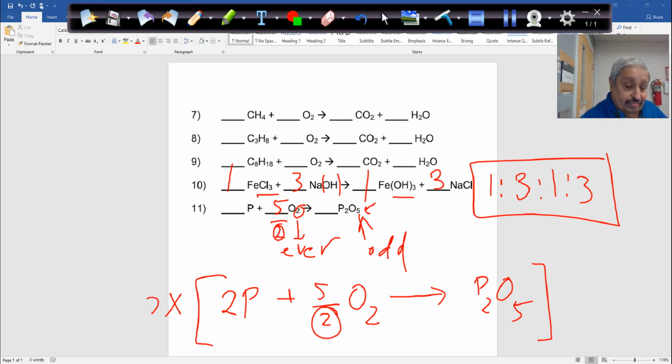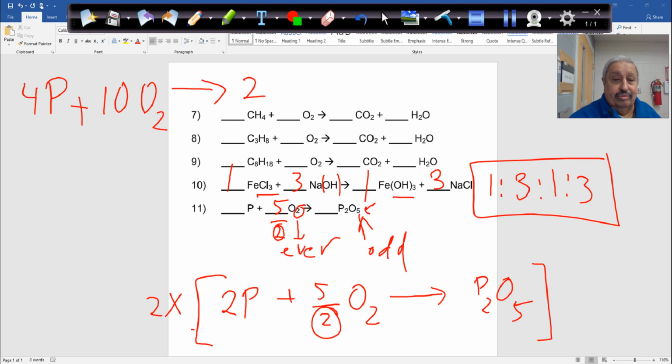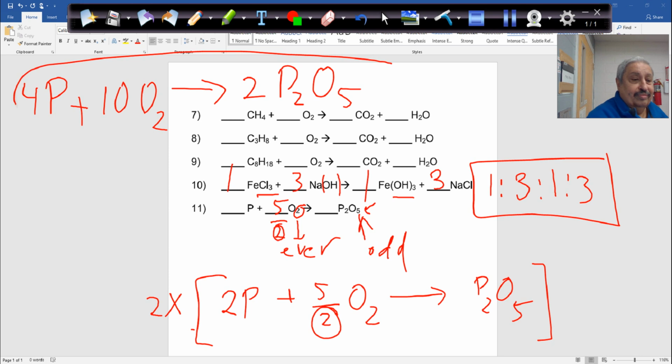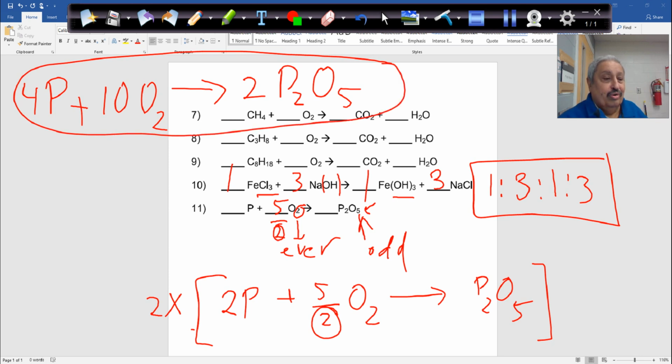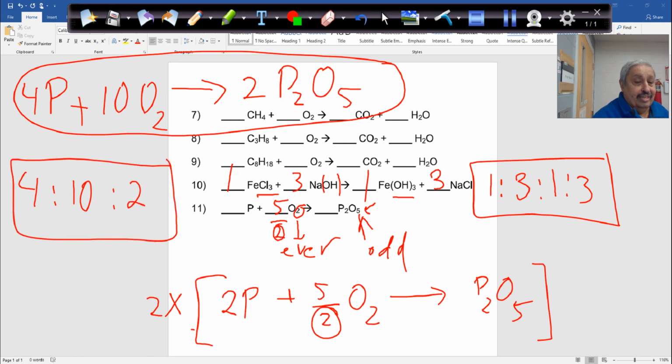So 2. Then I have 4P plus 2 multiplied by 5, 10 oxygen. 2 multiplied by this, 2 P2O5. So what's the mole ratio? 4 to 10 to 2. It's balanced? Balanced or not?